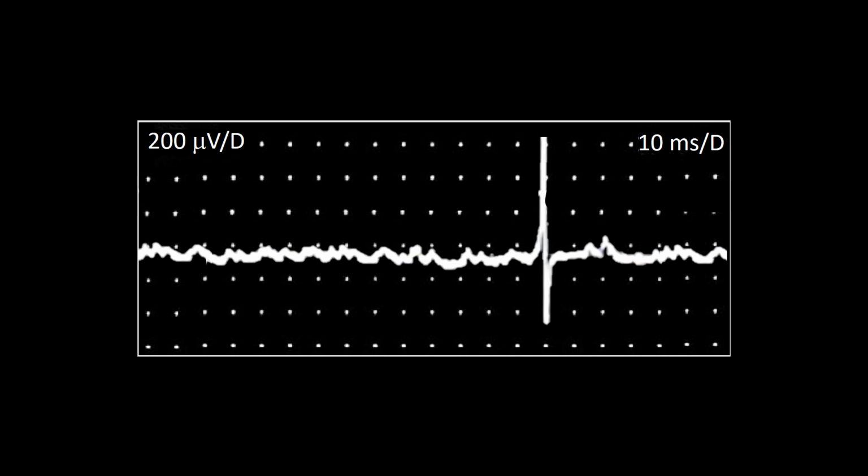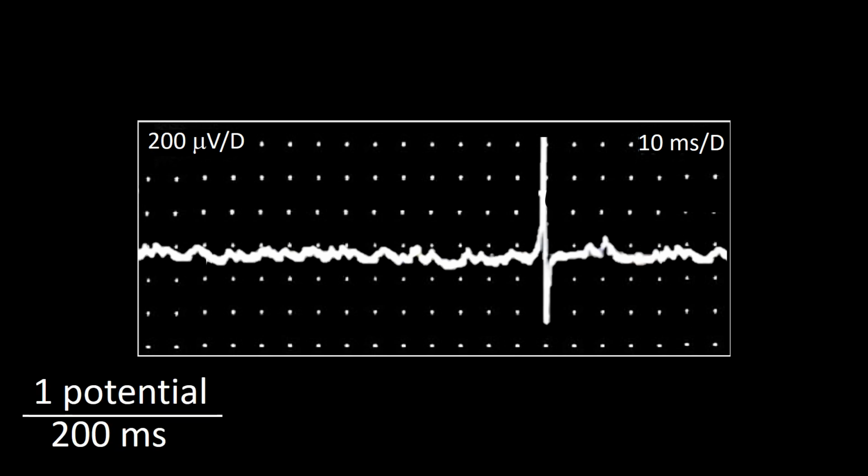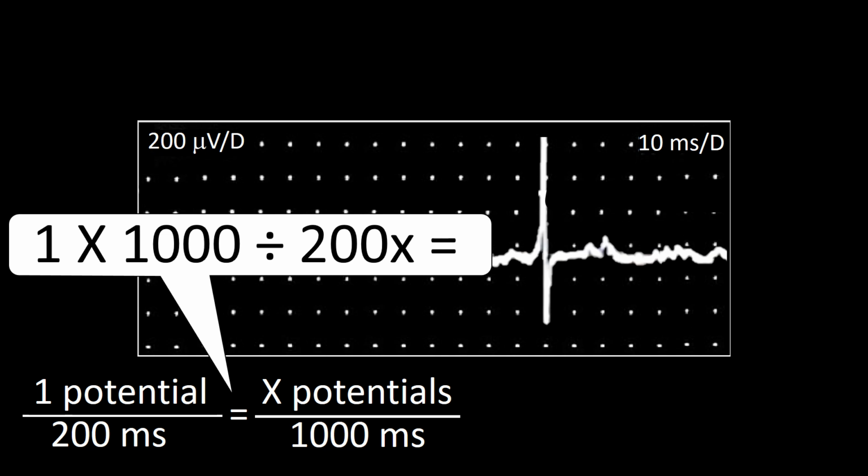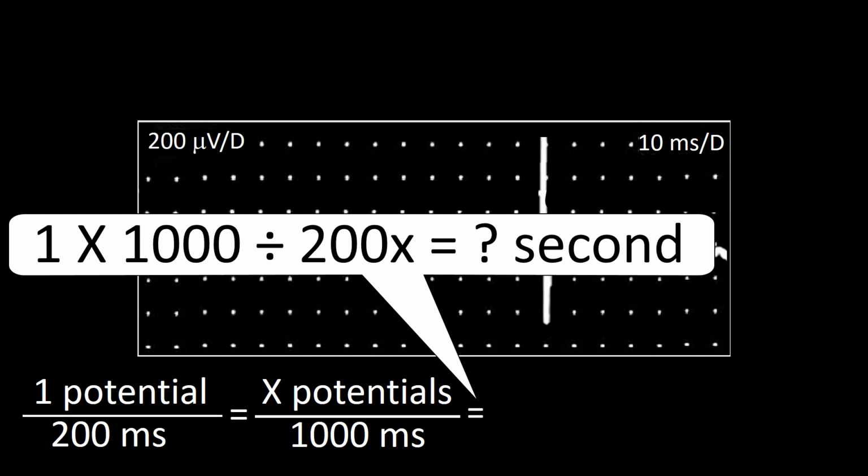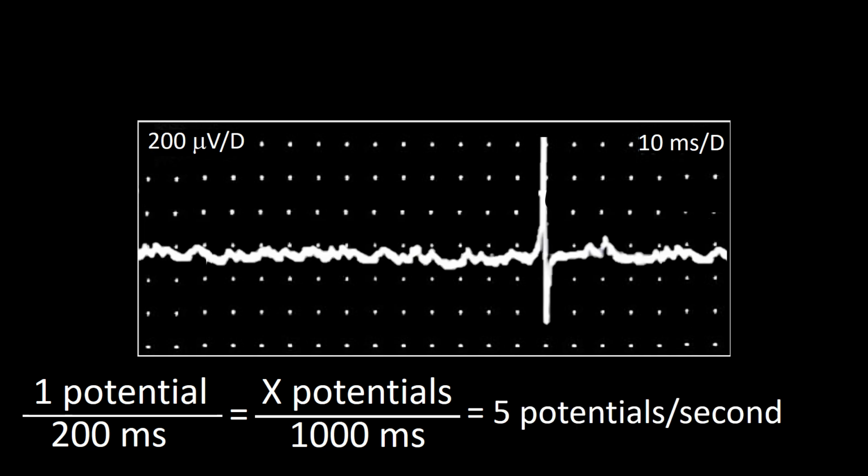The fastest way to estimate its frequency is by using a simple mathematical equation. When we see one potential in 200 milliseconds, we should ask ourselves how many potentials would there be in 1000 milliseconds. You answer this question by multiplying the number of potentials in the panel by 1000, dividing the result by the total recording time, which in this case is 200, and displaying the result per second. So we have 5 potentials per second corresponding to a frequency of 5 Hz.